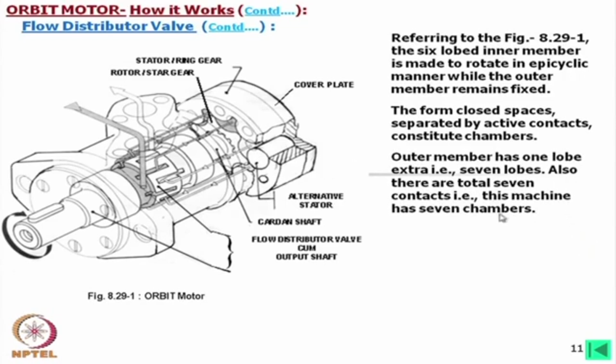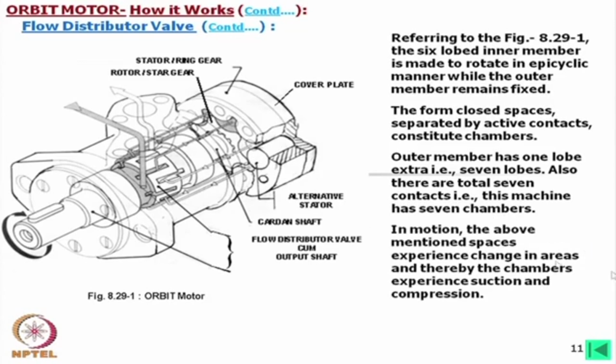Also there are total 7 contacts, 1, 2, 3, 4, you will find that there are 7 contacts, and this machine has 7 chambers. In motion, the above mentioned spaces experience change in areas, and thereby the chambers experience suction and compression.